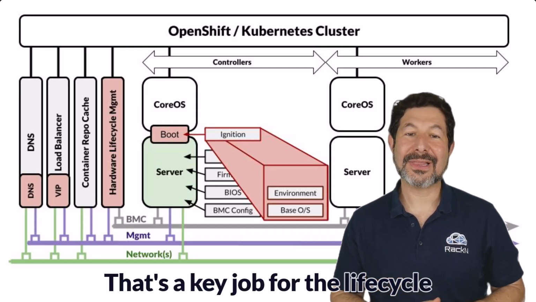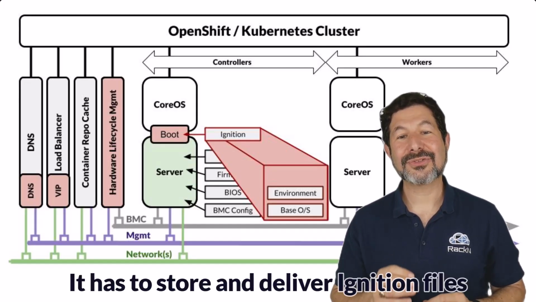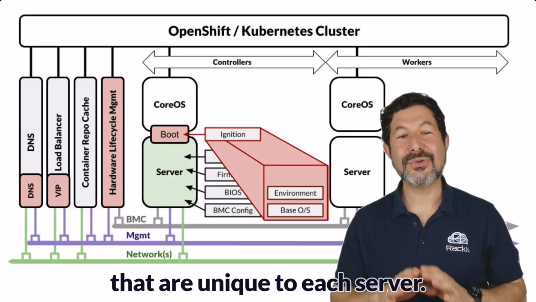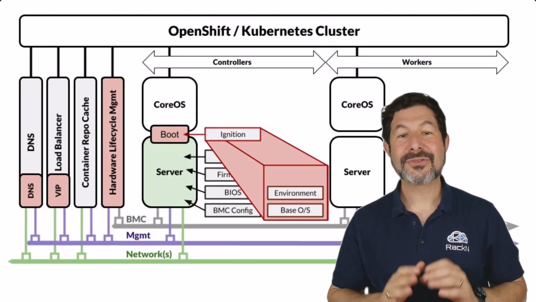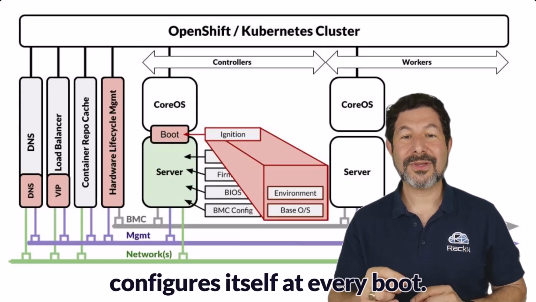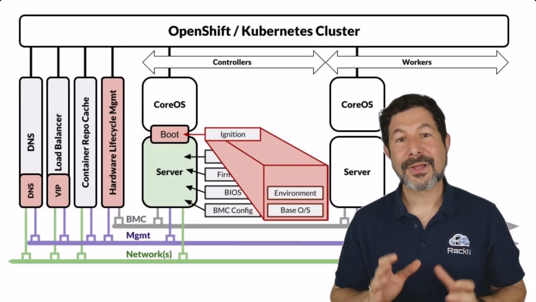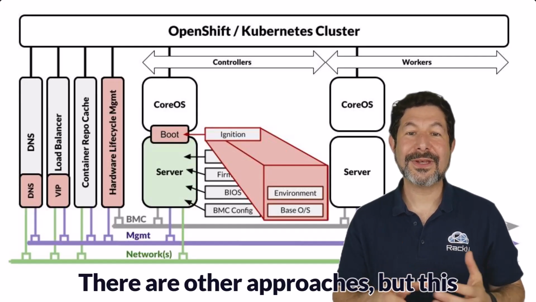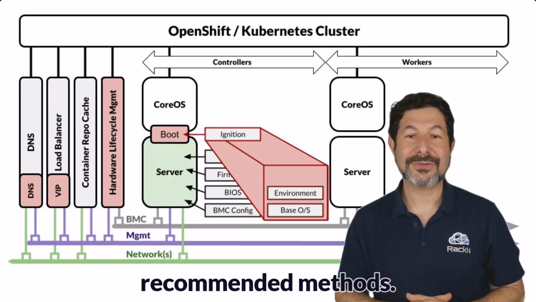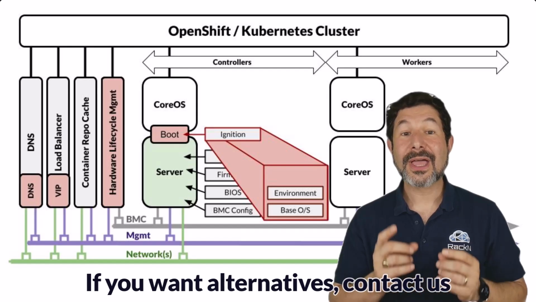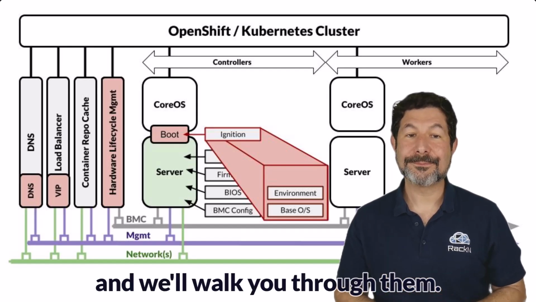That's a key job for the lifecycle management server. It has to store and deliver ignition files that are unique to each server. Since CoreOS is immutable, it configures itself at every boot. There are other approaches, but this video follows Red Hat's recommended methods. If you want alternatives, contact us and we'll walk you through them.